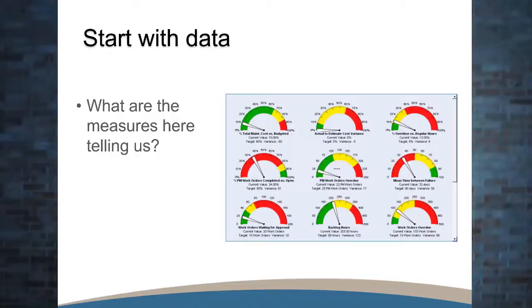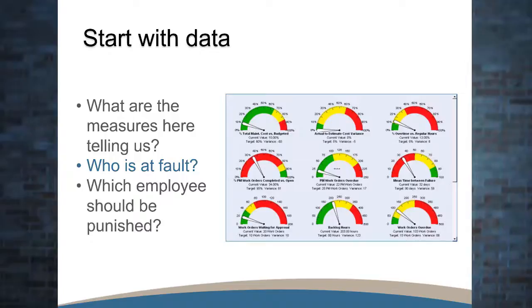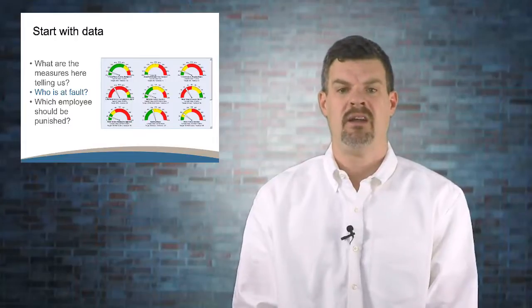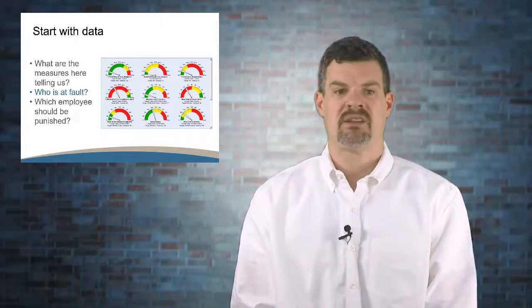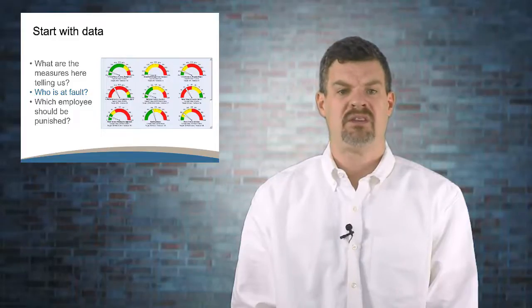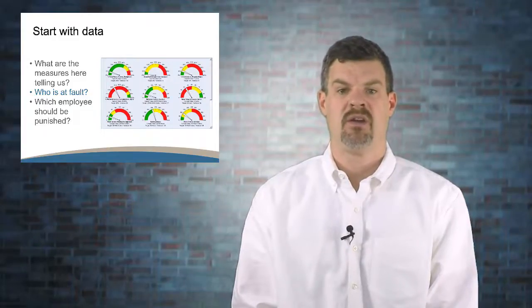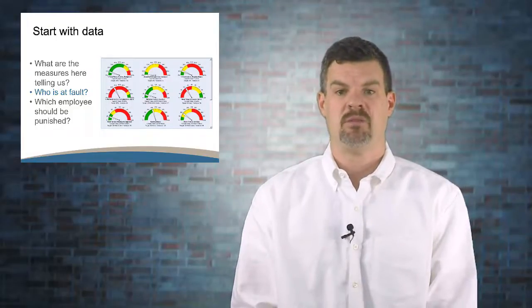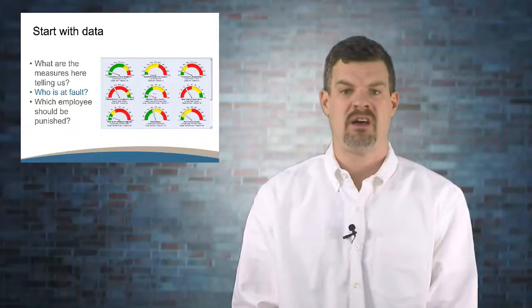So what are the measures here telling us? Who is at fault? Which employees should be punished? If that's what you're thinking when looking at this slide, then you need to evaluate your thought process. The first one, what are the measures here telling us? Definitely there are some stories and audit trails that can be gathered from looking at the data, and that becomes a starting point for putting an audit plan together and your audit checklist questions. But who's at fault and who should be punished should not be considered as a part of the audit. So we're auditing the process, not the people. So that's a bit of a trick question for the last 2 points there.